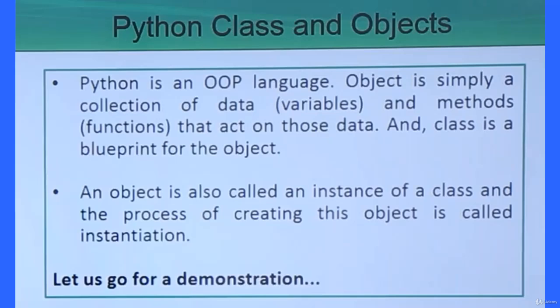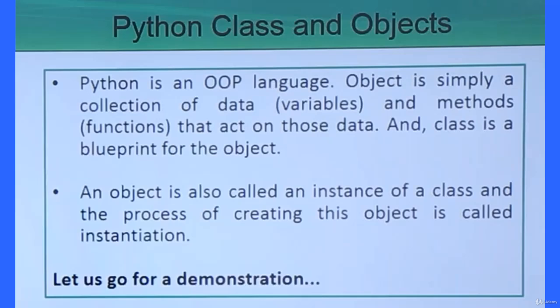Python class and objects. Python is an object-oriented programming language. An object is simply a collection of data, the variables, and the methods, the functions, that act on those data. And a class is nothing but a blueprint of alike objects.